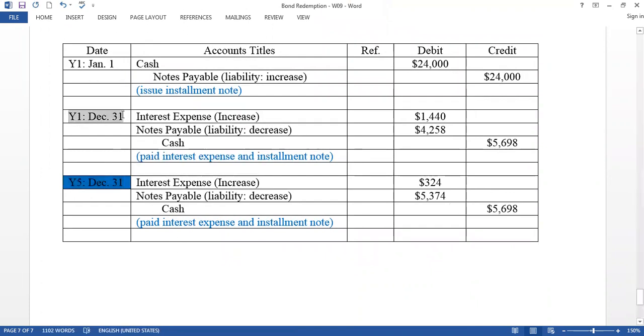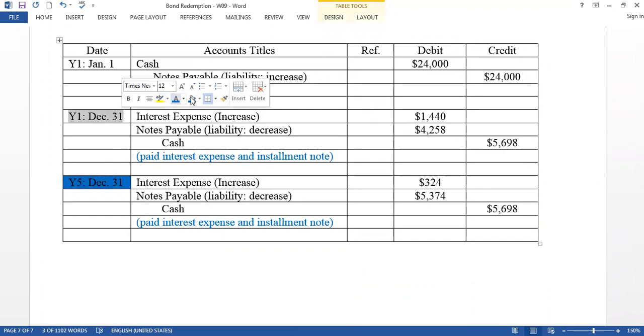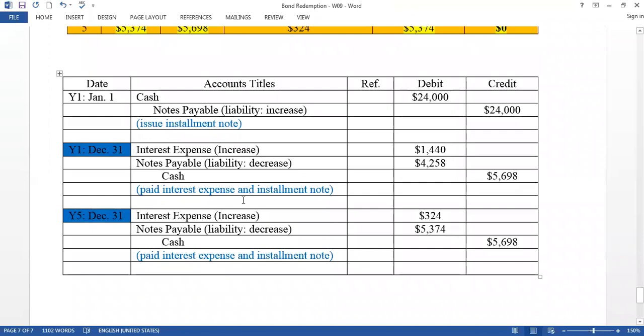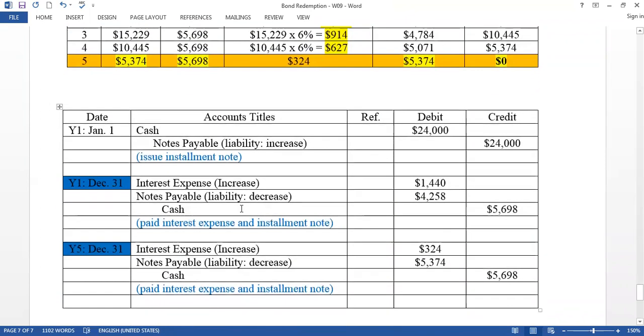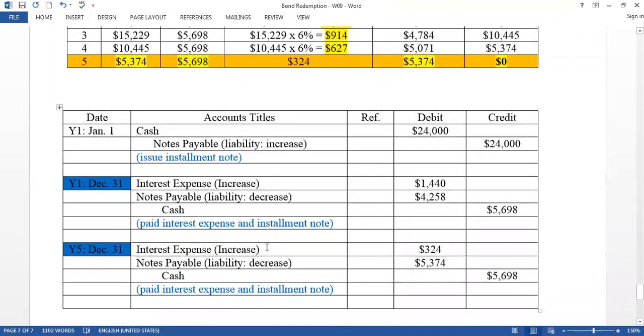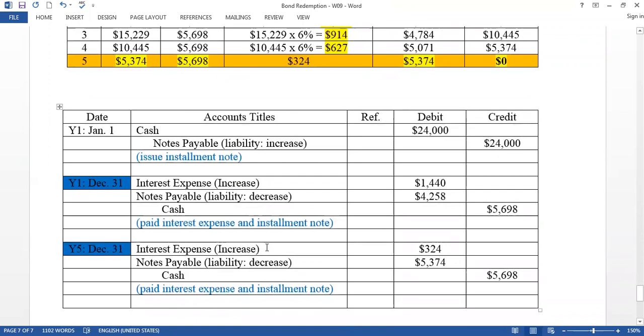And this is year 1. So year 2, year 3, and year 4 are the same. I'm not going to show you all the journal entries. Clear? Year 1, 2, 3, 4, 5, December 31st, same journal entry. Clear? Okay.